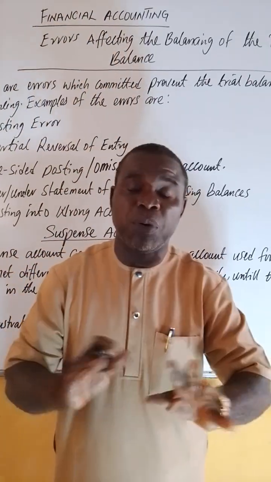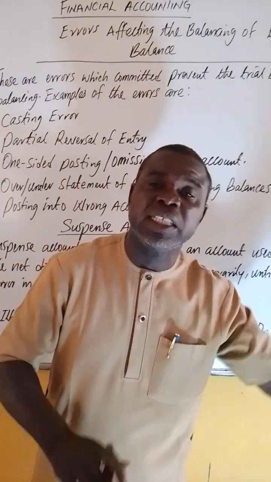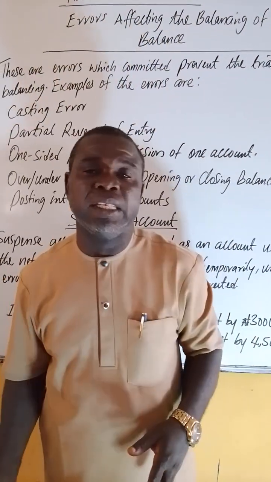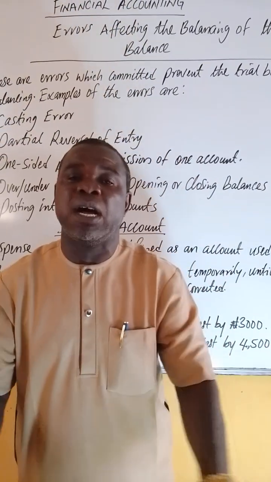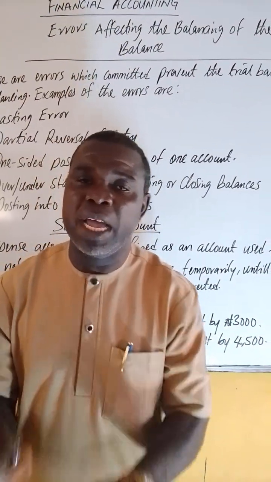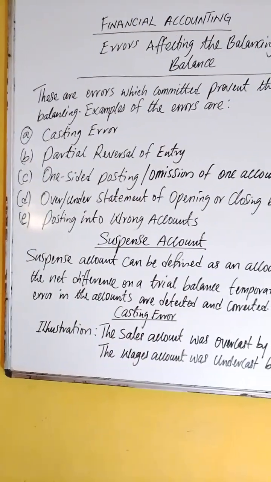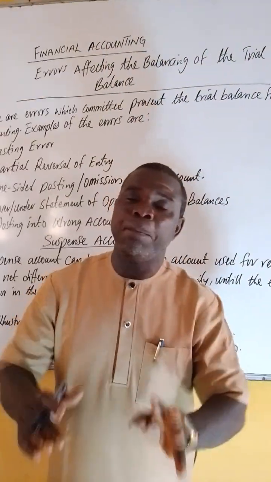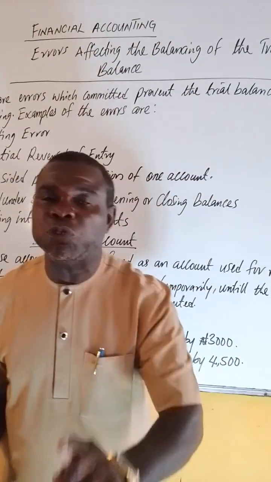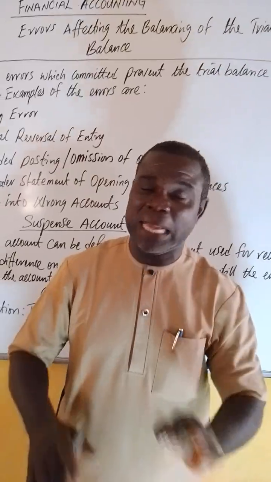So wrong posting is posting into a wrong account, where the account involved is entirely wrong, not merely a change of side or an incomplete entry. That is what is called an error of wrong posting. It will affect the agreement of the trial balance. Then before we continue, if we're talking about errors affecting the balancing of the trial balance, there must be an account that is introduced. You have to introduce what is called a suspense account.